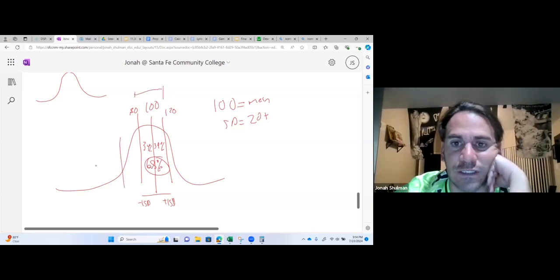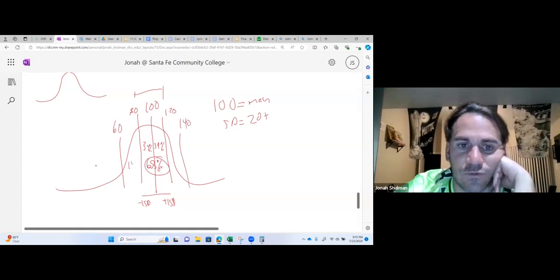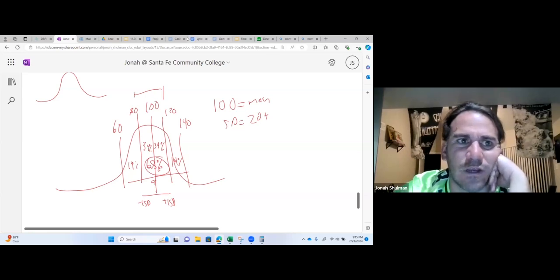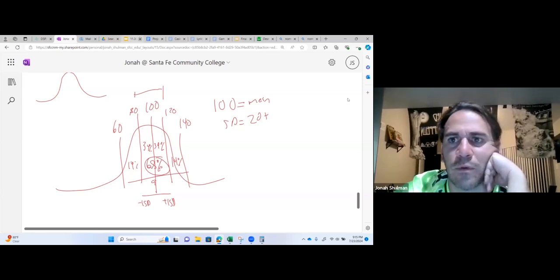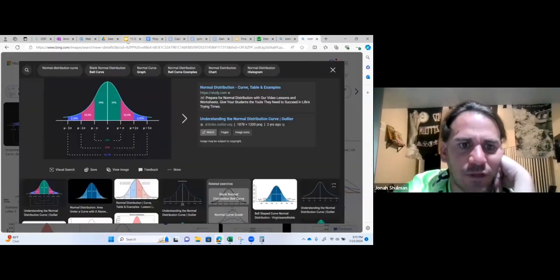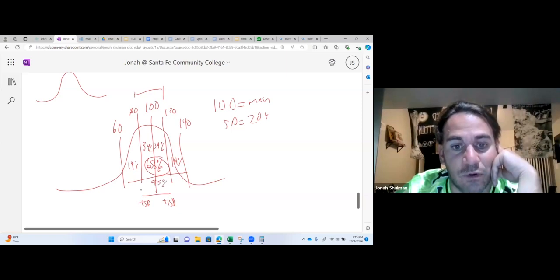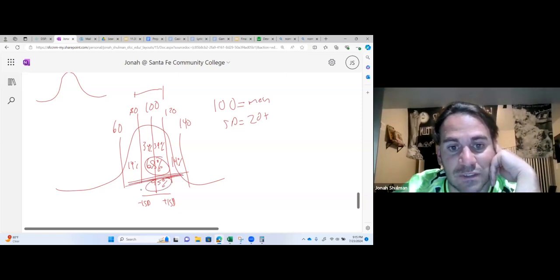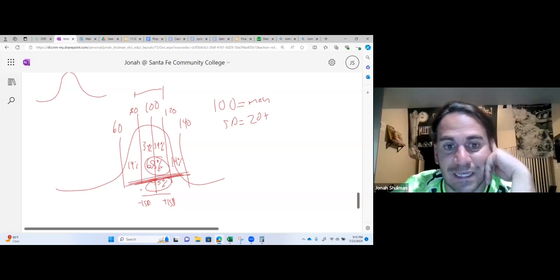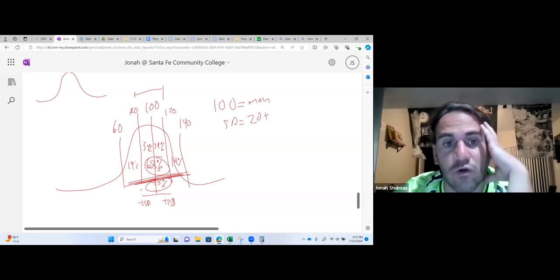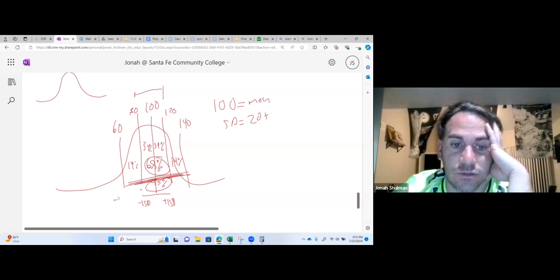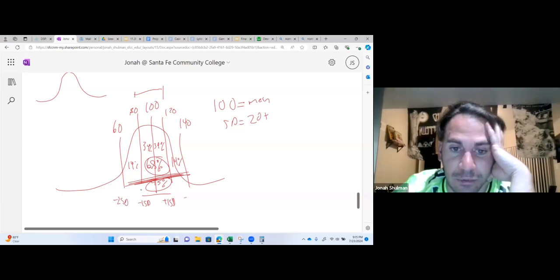Now, if we go one more standard deviation over, that's going to be 60 and 140. So this is 14%, and this is 14%. So if we do this, we now know that 95% of people fall between 60 and 140, which is kind of cool. So minus 2 SD, plus 2 SD.